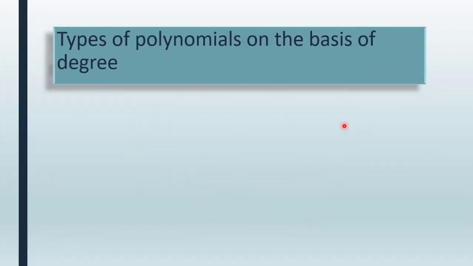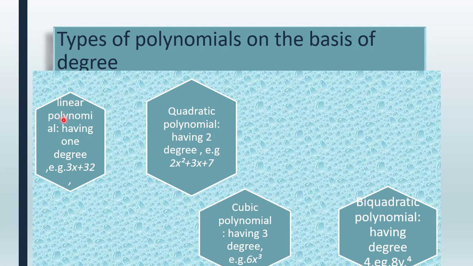Next, types of polynomial on the basis of degree. First is linear polynomial, having degree one. We can see in this example x power is 1, so it's a linear polynomial. Second, quadratic polynomial, a polynomial having degree 2, for example 2x^2 + 3x + 7. We can see x power is 2. Cubic polynomial having degree 3, for example, 6x^3. And next, biquadratic polynomial having degree 4, for example, 8x^4.